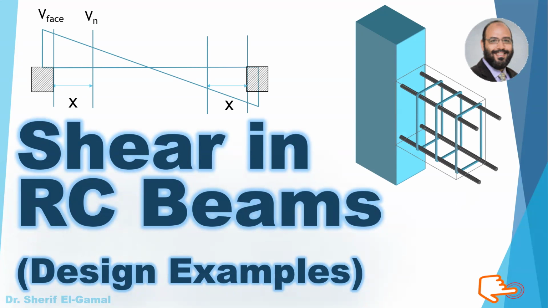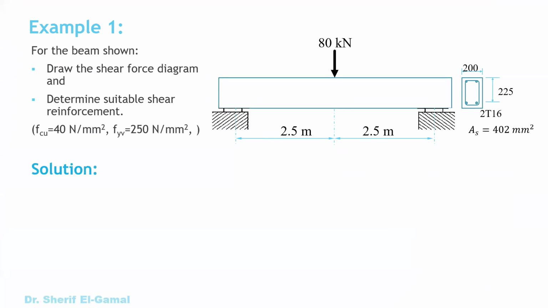We'll be dealing with a detailed design example. The first example is a simply supported beam under a concentrated load of 80 kilonewton. This is showing the cross section of the beam. The tension steel reinforcement is 2T16, which has an area of 402 millimeter square. This is showing the span. What is required here? We need to draw the shear force diagram and then design for suitable shear reinforcement.